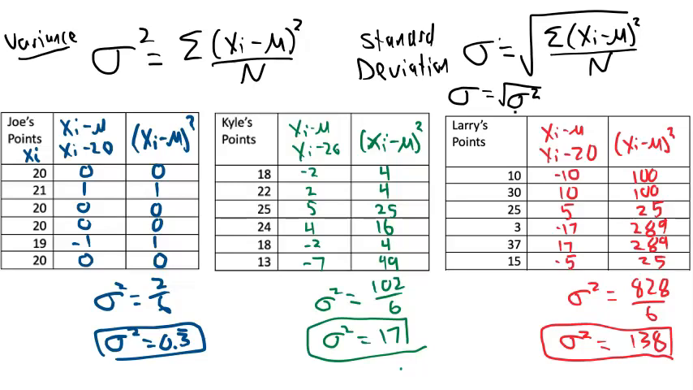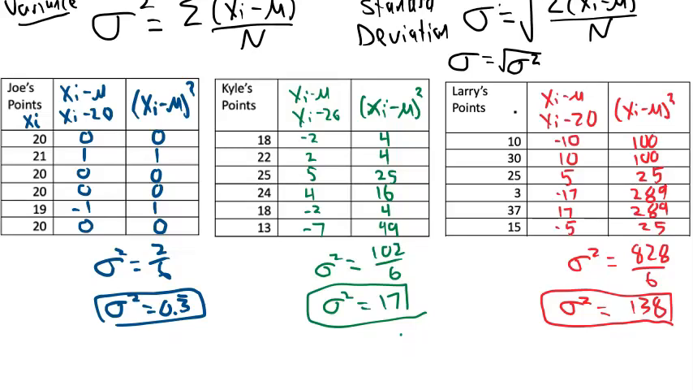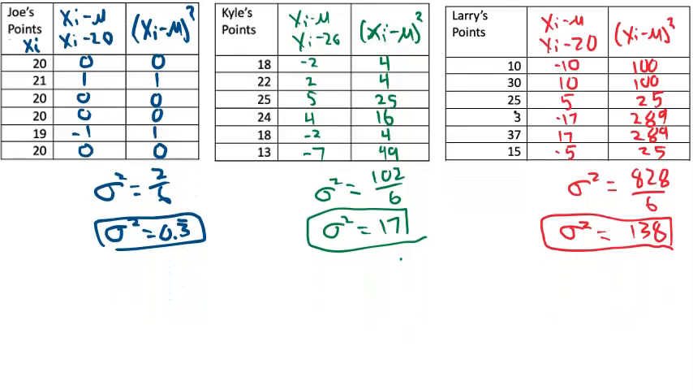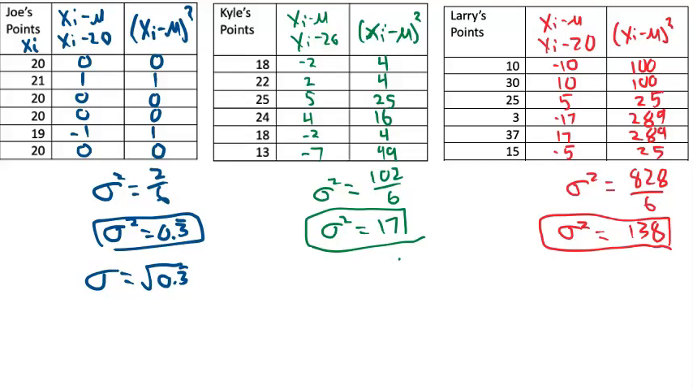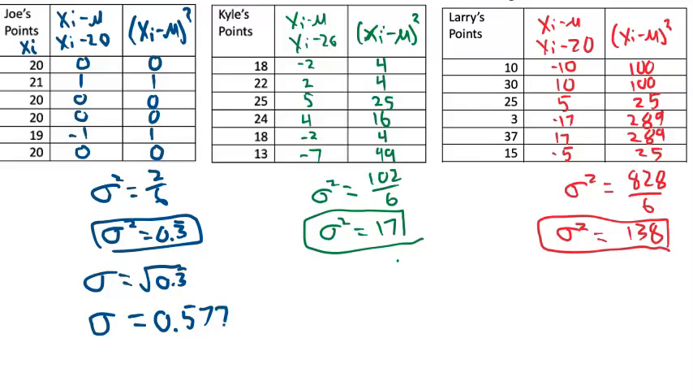So for us, since we already have these variances calculated, we can find the standard deviation. So let's do that. The standard deviation is simply the square root of this, and that will give us a standard deviation of about 0.577. I'll use 2 decimals there.